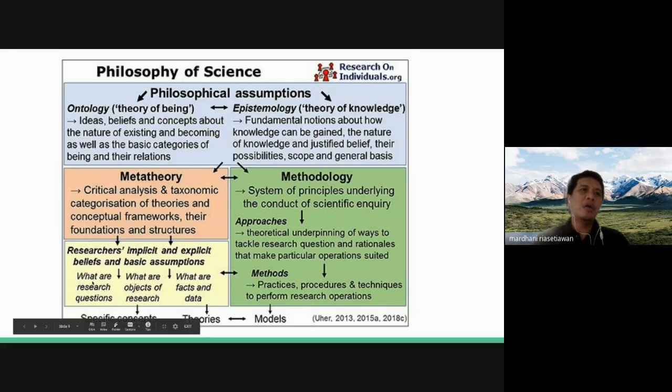What are the research questions? What are the objects of research? What are fact and data? So in summary, in the philosophy of science we will focus on specific concepts, theories, and models. So this is the frame for how we do that.